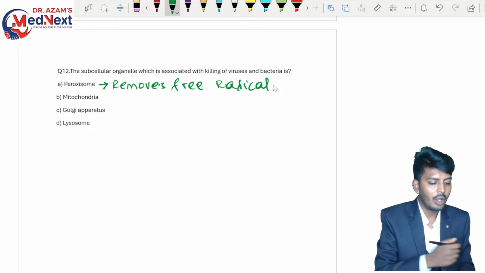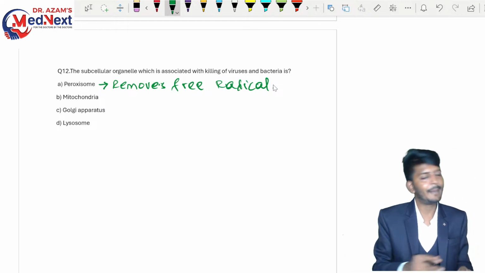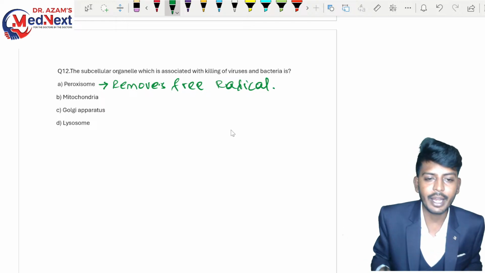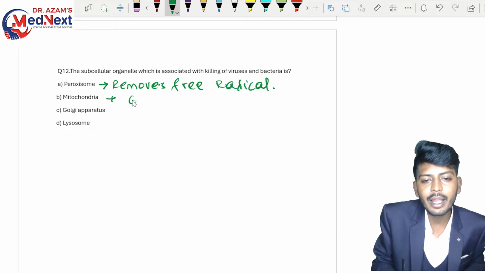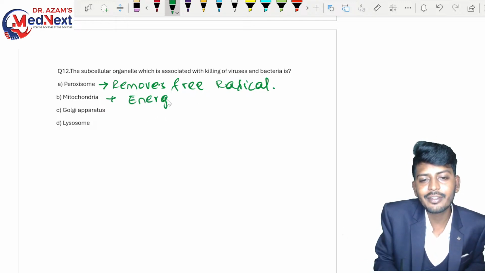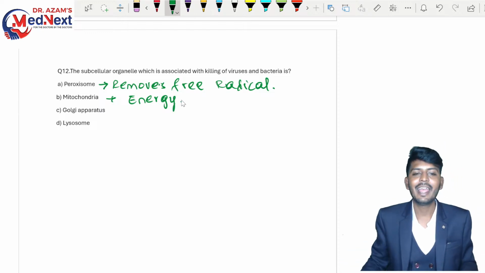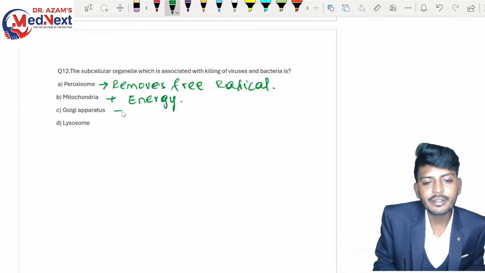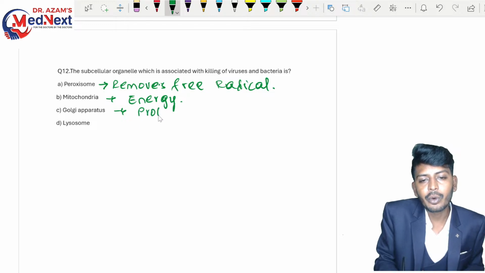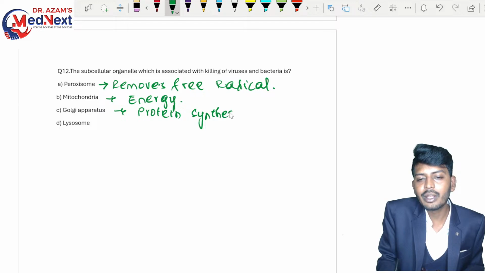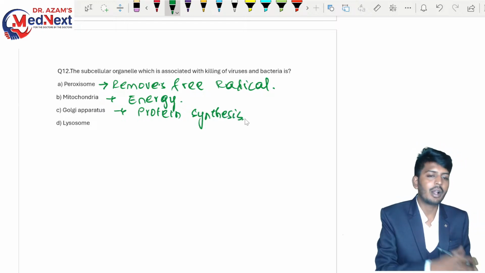ठीक है, चलो. So Bhuwana says it is a suicide bag of cell, that is lysosome. Absolutely correct. Mitochondria तो आप सबको पता है, it is responsible for energy. Golgi apparatus usually responsible for protein synthesis. Okay, protein synthesis. So we are left out with what?